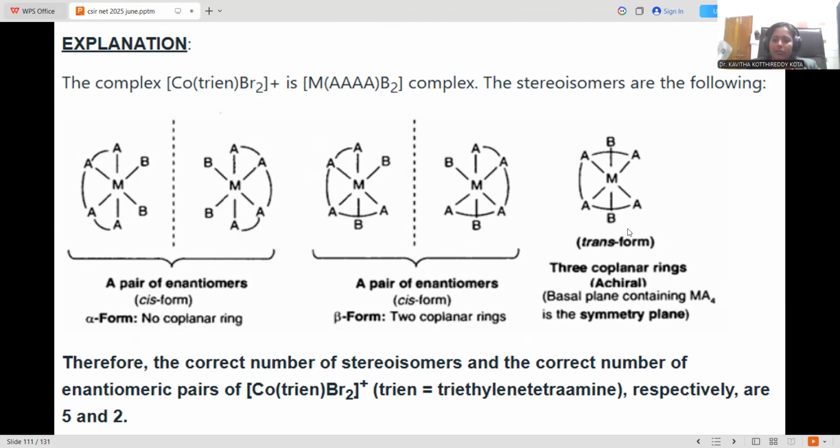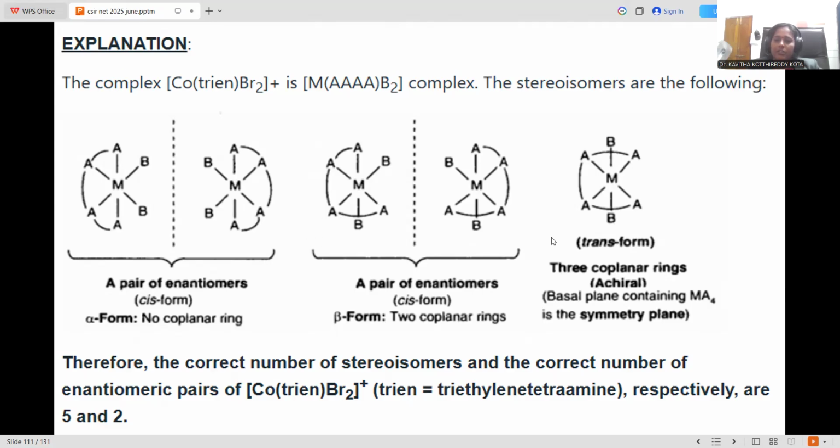But the last compound, the trans compound, does not have that provision, being symmetrical, since a plane of symmetry is present within the molecule. Therefore, let me count the possible enantiomeric pairs: 1, 2, 3, 4. This is one enantiomeric pair. This is another enantiomeric pair. Two pairs are possible in terms of enantiomeric pairs.